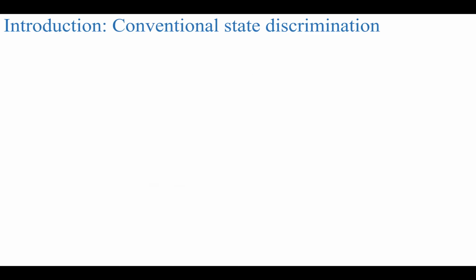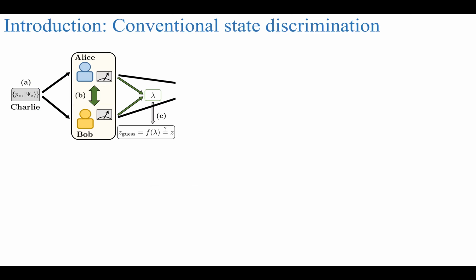So let's begin with a short review of the conventional state discrimination. So here is the setup. There are a referee and receivers. The referee Charlie chooses a state from a set of states. Let's assume K pure states indexed by z, where z is from 1 to K, with some probability distribution p_z.